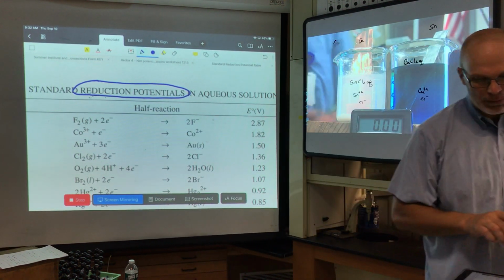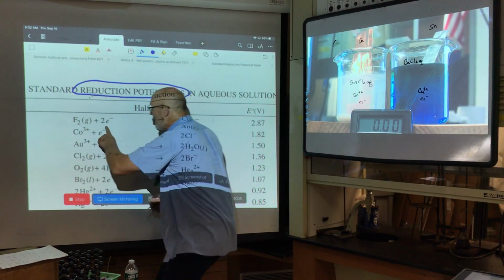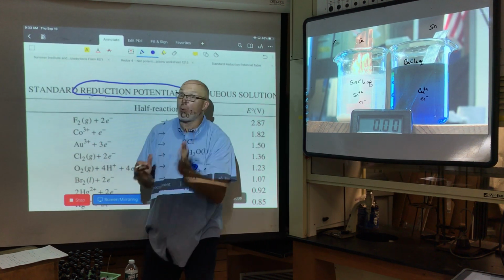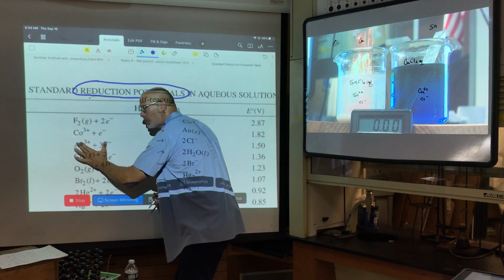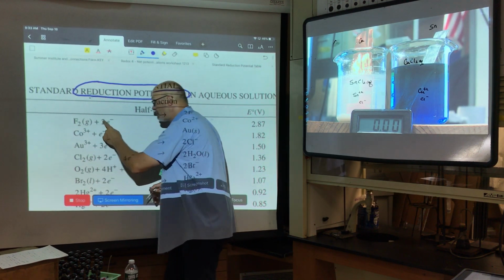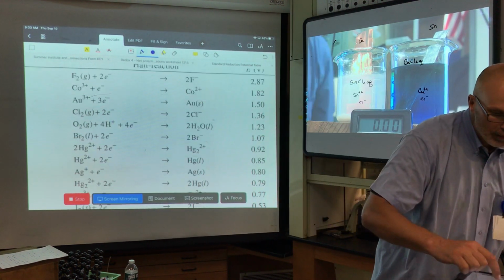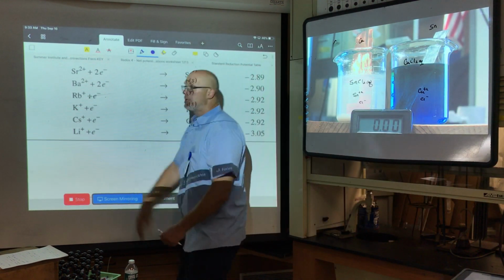But let's check this out. What is reduction? Gaining electrons. Electrons on the reactant side. We just did 2 of them. Always, always, always, reduction is where electrons are with the reactants. These guys are gaining negatives and they go down. F becomes F negative. Same thing. So these are all written, every single one is written as reduction.